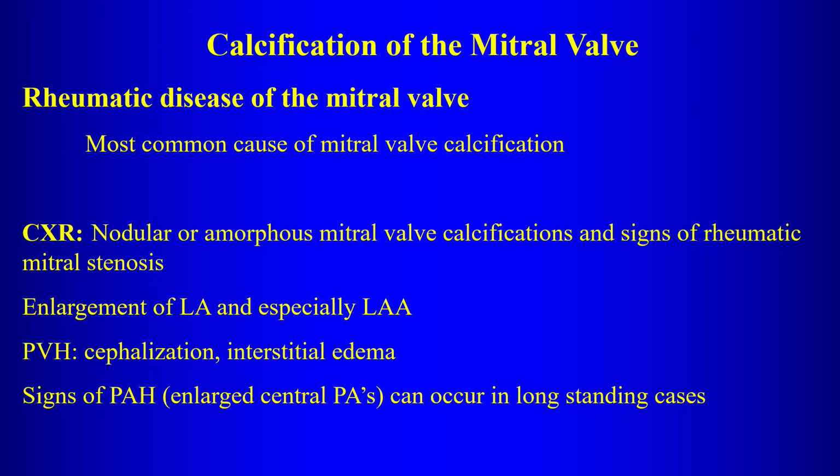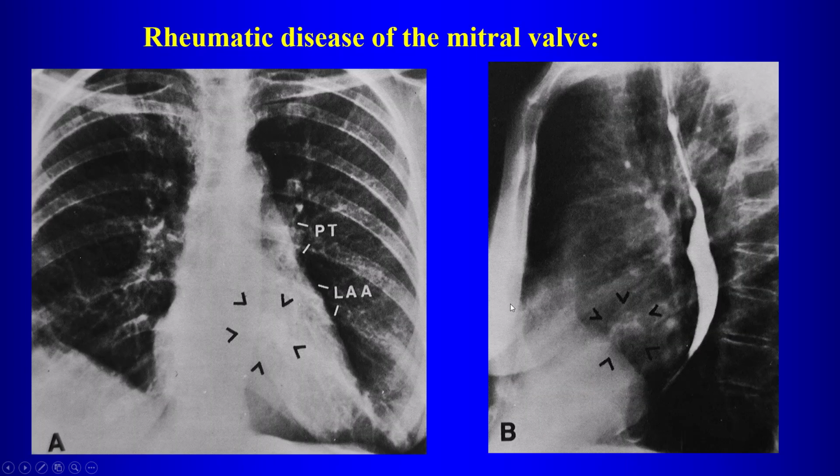the aortic valve. But other clues on the chest radiograph of mitral valve disease would be enlargement of the left atrium, especially enlargement of the left atrial appendage, cephalization, interstitial edema, and later on signs of pulmonary hypertension and large central pulmonary arteries as a complication of long-standing rheumatic mitral valve stenosis.